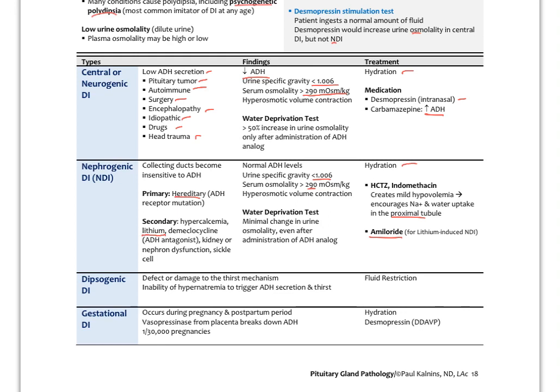Just quickly, dipsogenic DI is a defect or damage to the thirst mechanism. And here hyponatremia is not going to trigger the ADH secretion and thirst. The main treatment is going to be fluid restriction. And finally, gestational DI usually resolves after pregnancy, but there desmopressin might be used as a temporary replacement therapy. So really we need to be most familiar with the central and the nephrogenic DI.